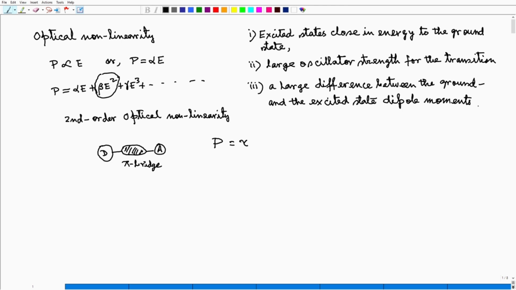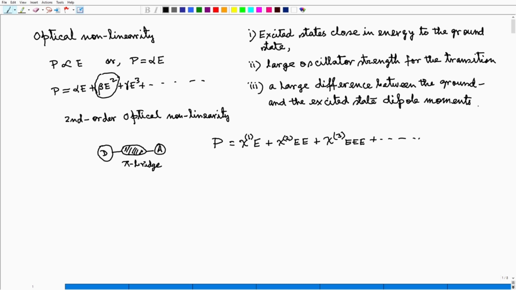So, it is chi. For molecular, the coefficients were alpha, beta, gamma, delta like that. Now it is chi 1 E plus chi 2 E square plus chi 3 E cube plus, okay, all right.